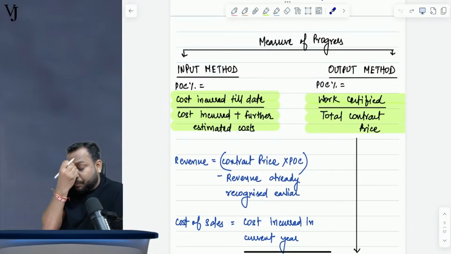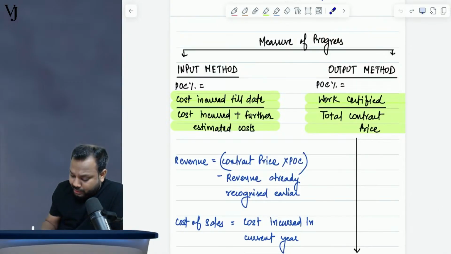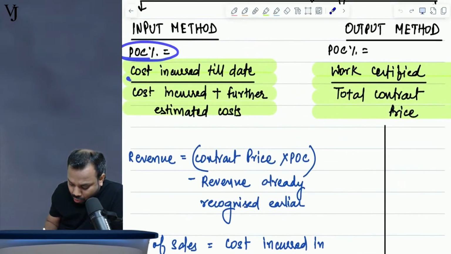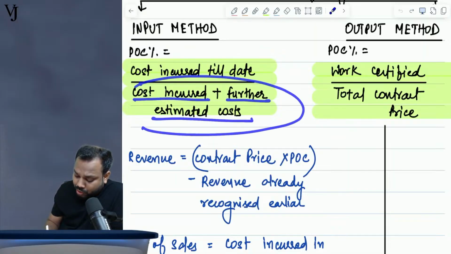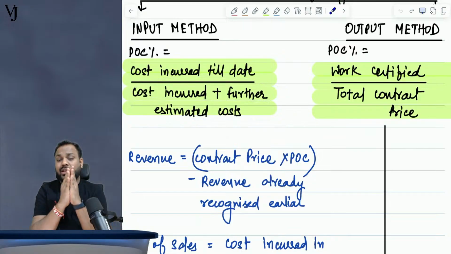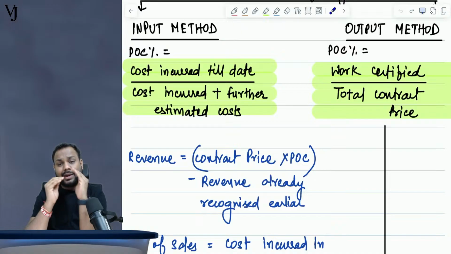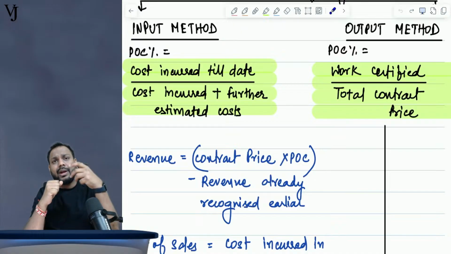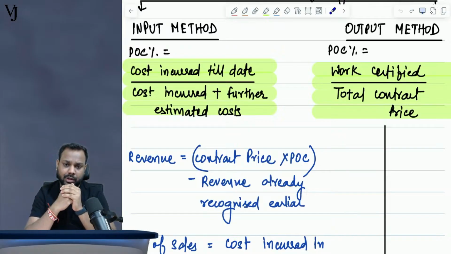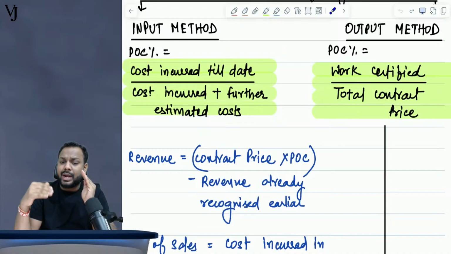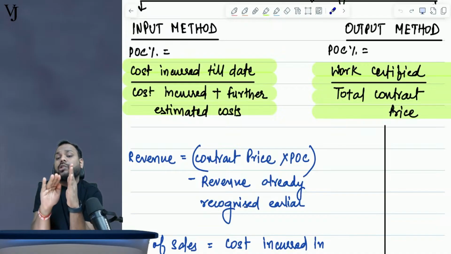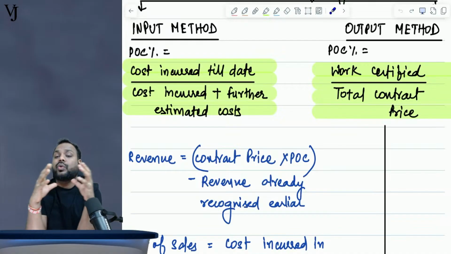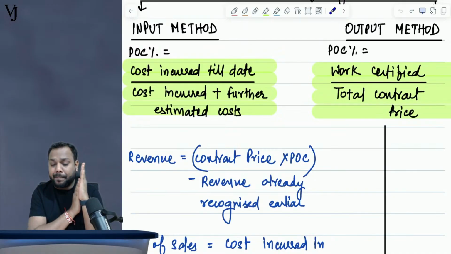Now understand, under the input method, we calculate the percentage of completion by cost incurred till date divided by cost incurred plus further estimated cost, that is total cost. Let's suppose the contract is a 3-year contract. At the end of the first year, we have already incurred $25 million. But we are yet to perform for year 2 and year 3. For the future years, we will have an estimate of the total cost that will be incurred. So cost incurred till date plus the cost that will be incurred in year 2 and year 3 becomes total cost, which gives us the percentage of completion of the project.